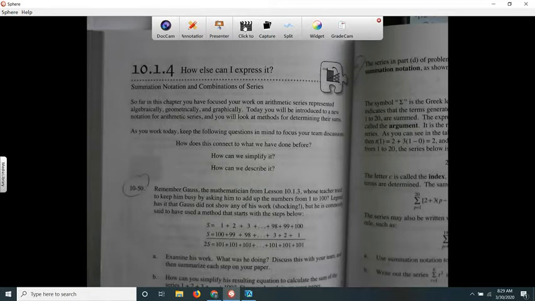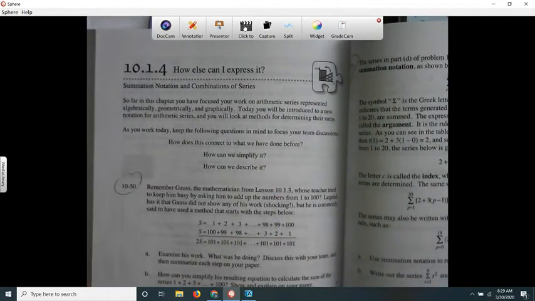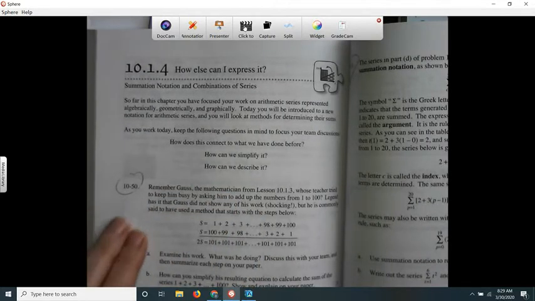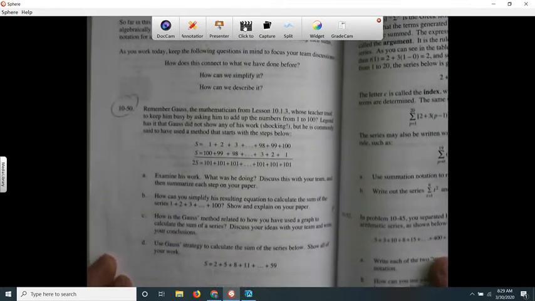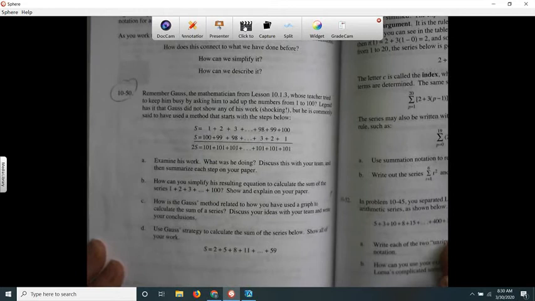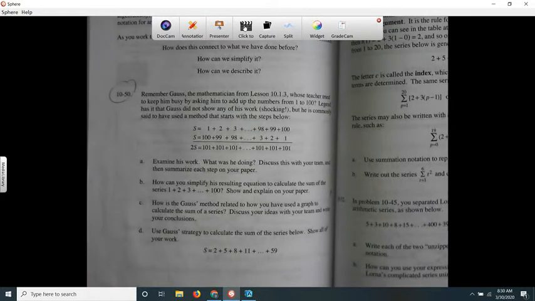There are other series in the world besides arithmetic series that we haven't talked about this year yet. But this one here is going to be an arithmetic series. So it says, remember Gauss, the mathematician from 10.1.3, whose teacher tried to keep him busy by asking him to add up the numbers from 1 to 100. Legend has it that Gauss did not show any of his work, but he is commonly said to have used a method that starts with the steps below.